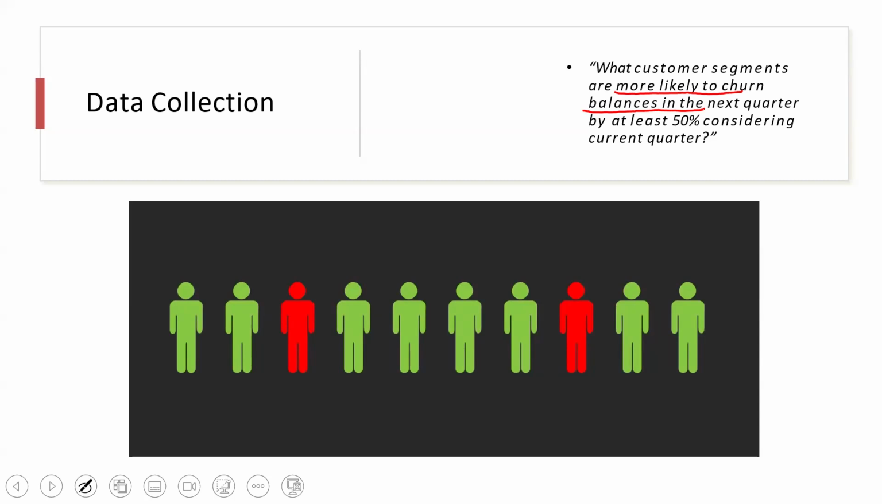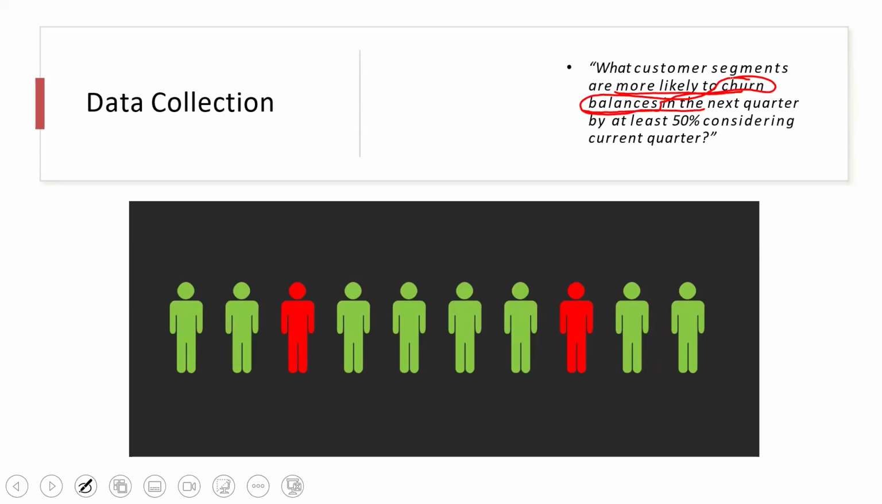Which customers, small range, mid range, long range or high range customers, are more likely to churn balance? What is churn balance? Churn balance means those who are carrying low balances, in the next quarter.